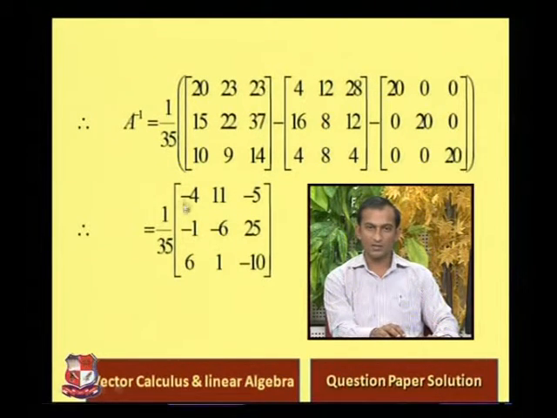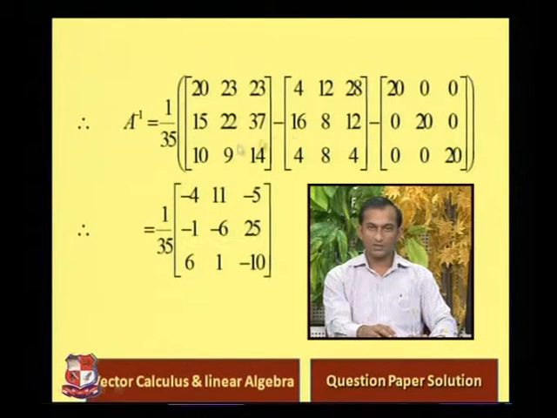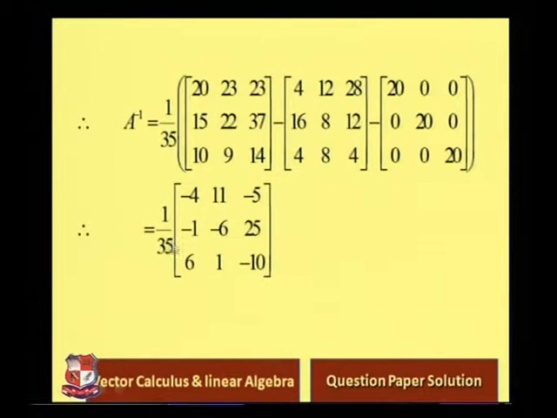So we get the answer 1 upon 35 as it is. This addition gives the first row minus 4, 11, minus 5, then minus 1, minus 6, 25, and 6, 1, minus 10. This is our answer. If we multiply this in with this matrix, we get another solution, but this last solution is it.